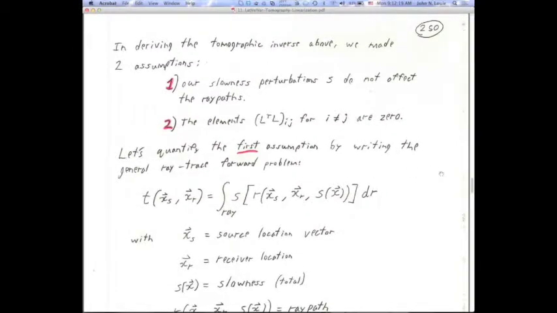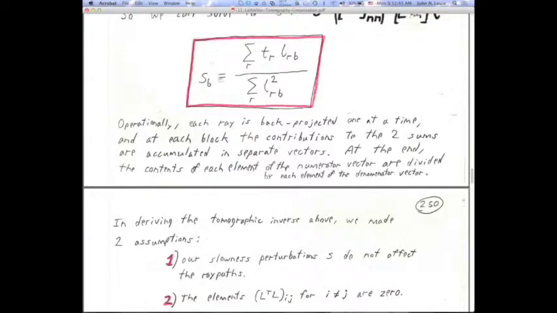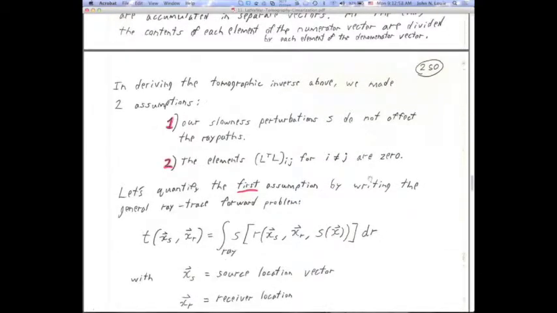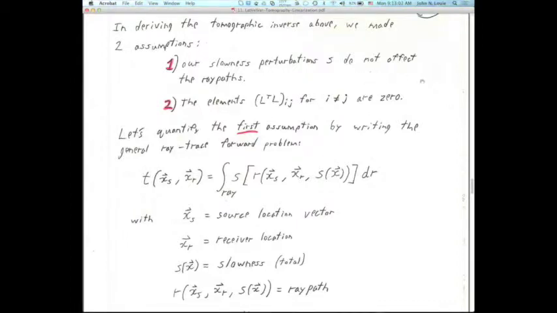Now there are certain assumptions that we made in deriving this tomographically approximated inverse. The first assumption was that our slowness perturbations S do not affect the ray paths. You would think that once you got the new slowness, by taking these slowness perturbations and adding them to a background slowness, you'd have to retrace all the rays. Well, that isn't in fact true, and we didn't do that. So we've already made the incredible simplification, called linearity of these problems, that the ray paths are not affected, which means we can only get small, really small perturbations.